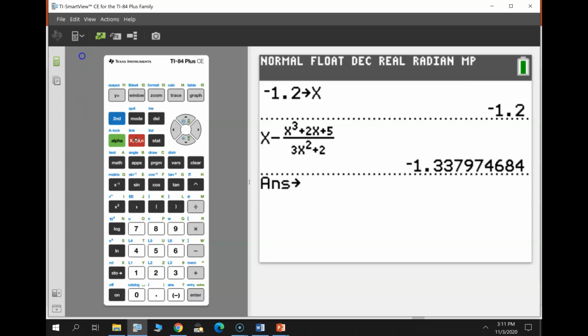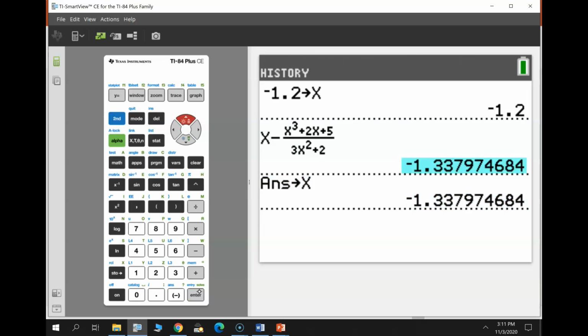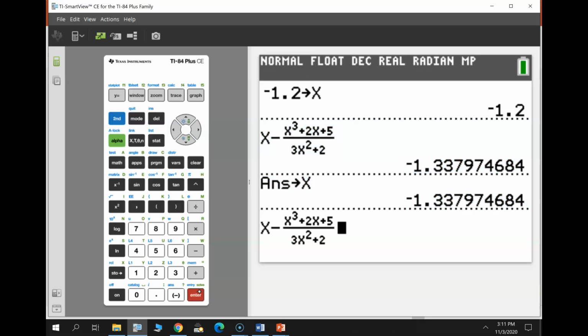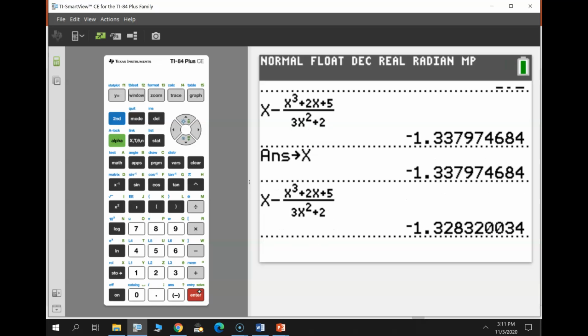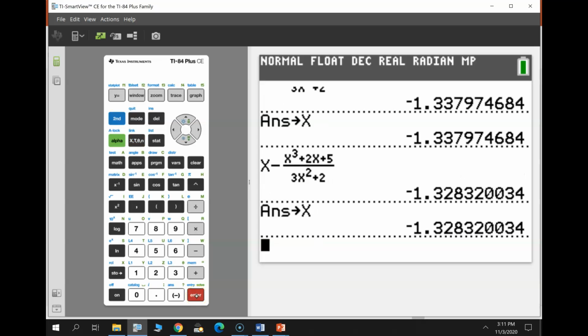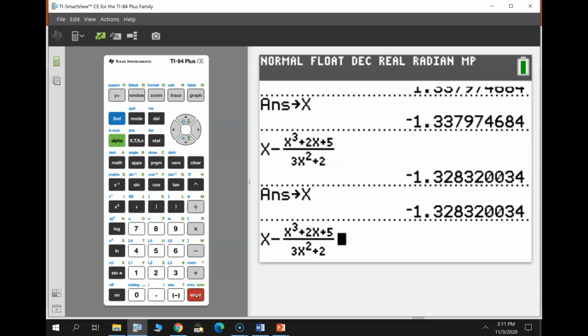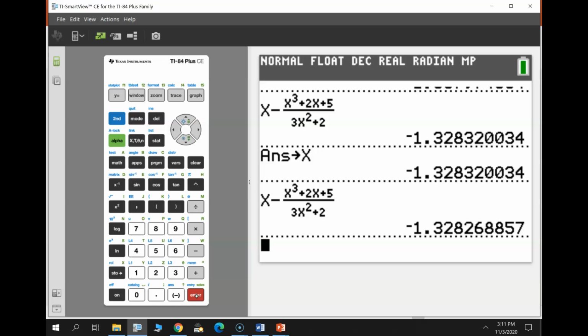Let's store that to x. And then go back up and grab our equation again. And this time it will plug in that second approximation and give me my third approximation. So the -1.328320034 is my third approximation. I've stored that to x. Now I'm going to go back and grab my equation. And it's going to plug in that third approximation, and there's my fourth one.